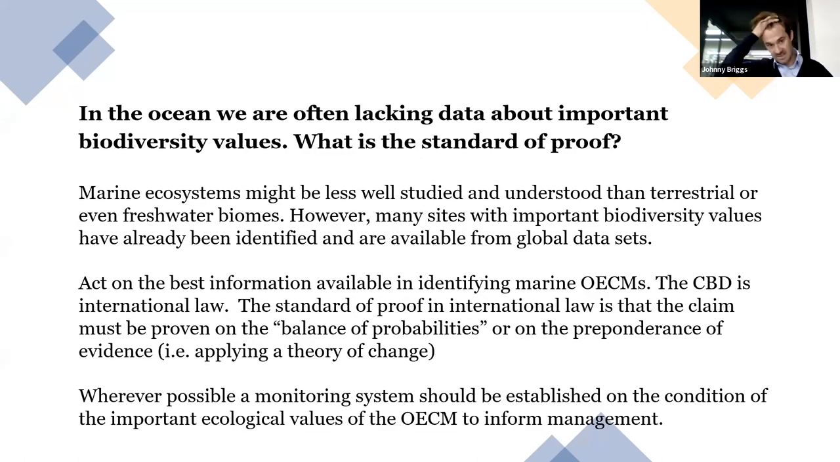The second thing is this idea that in the ocean context, if we're lacking data, what do we do about that? We're supposed to identify important biodiversity values in an area. Well, what is the standard of proof? The argument the IUCN is developing is that many sites are already identified, and there are available global data sets on what is there. It can be complemented by other data sets, such as IUCN species maps, fisheries information, information from universities, traditional knowledge can also be incorporated, and expert groups can be assembled to define important areas.